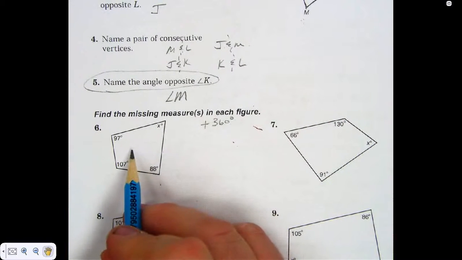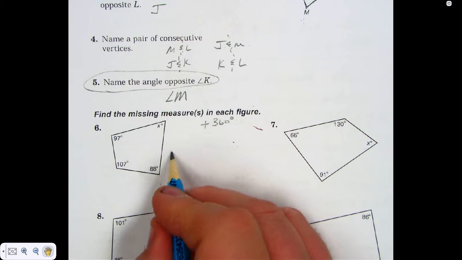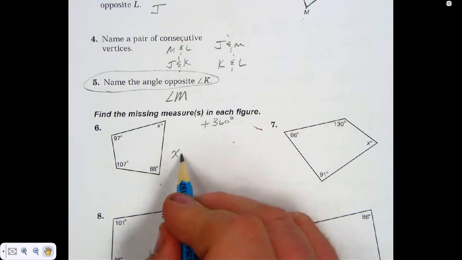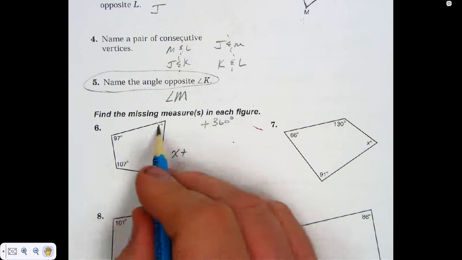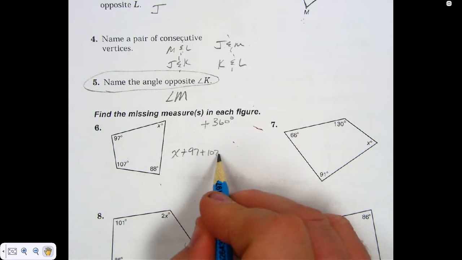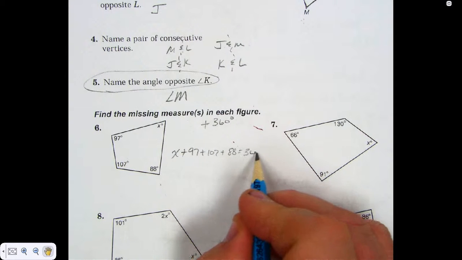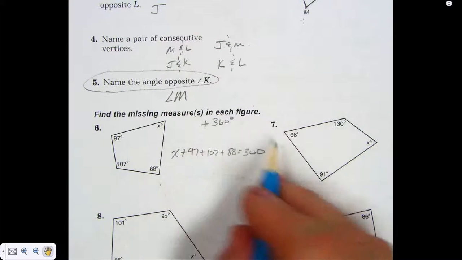So what am I going to do here? Add those three together and then subtract them from 360. The equation and how these relate to each other would be x plus what? That's an angle, right? X plus what? 97 plus what? 107 plus what? Equals 360. I want you guys to write that down just so you understand the relationship.